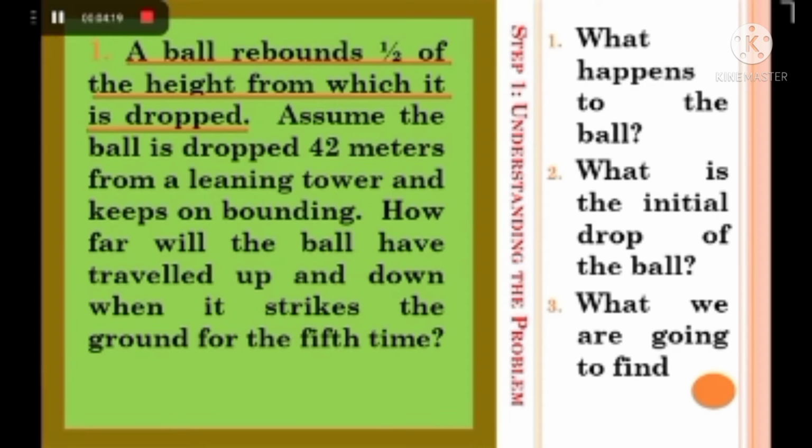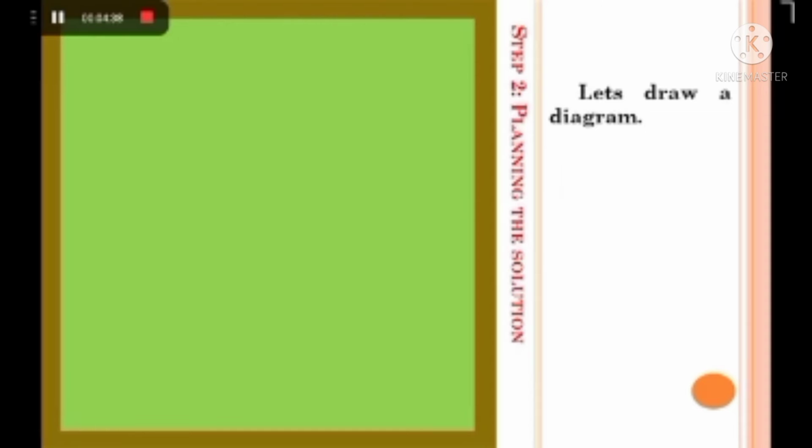So, what is the initial drop of the ball? We have 42 meters. What are we going to find? We have to find how far the ball will have traveled up and down when it strikes the ground for the 5th time. So, step 2, planning the solution. Let's draw a diagram. So, the first initial drop is 42 meters.